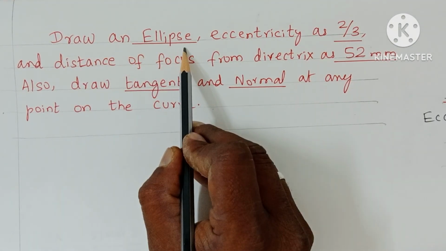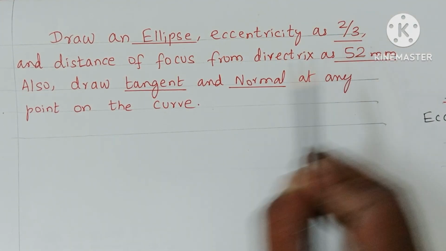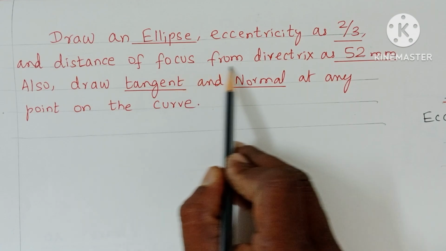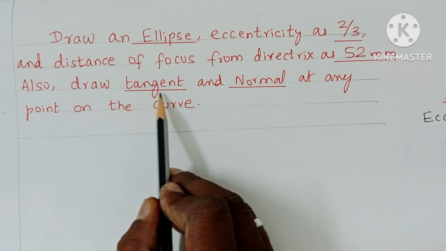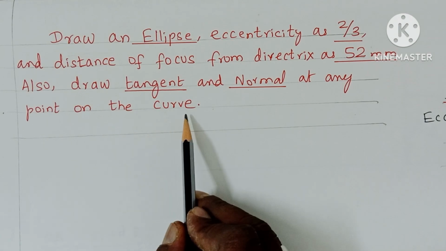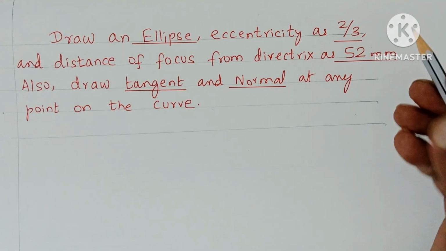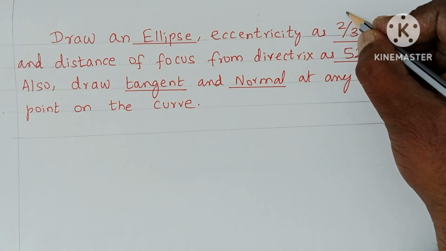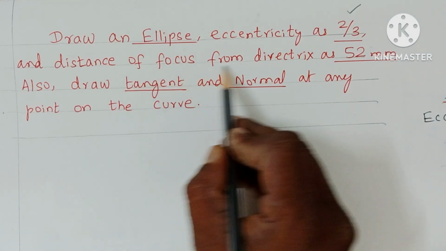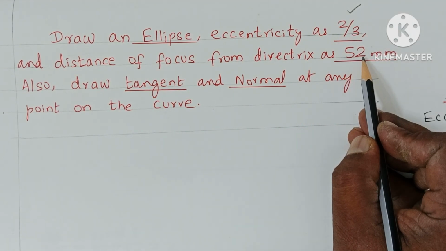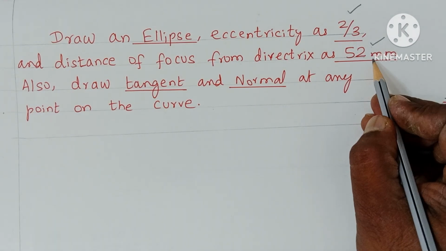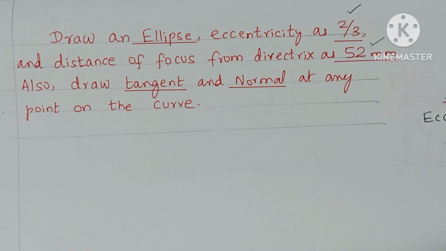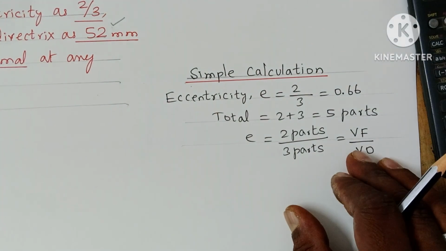Draw an ellipse, eccentricity as 2/3 and the distance of focus from directrix as 52 mm. Also draw tangent and normal at any point on the curve. So here the eccentricity value is given as 2/3 and the distance of focus from directrix is given as 52 mm. 52 mm means 5.2 centimeter distance. In the side of a drawing sheet, you can work out a simple calculation.